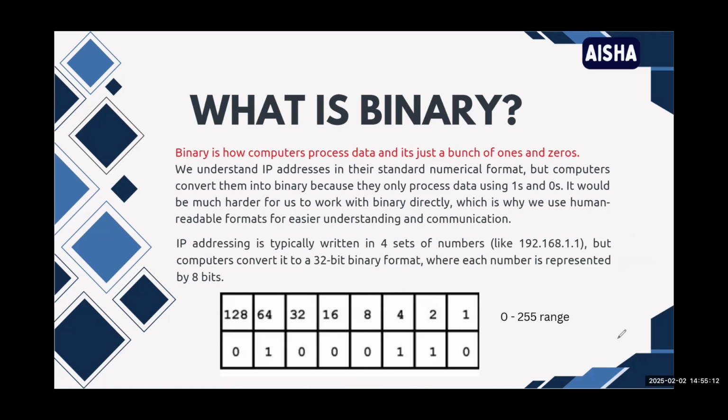Now, by the way, guys, an IP address is typically written in 4 sets, as I've told you before, and it's something like this. By the way, this is a Class C range, and the computers convert it to a 32-bit binary format. These are called octets, okay? There are 4 octets in an IP address, and each of these octets has 8 bits. And 8 times 4 is 32, so that's why there's a 32-bit format. And in those 8 bits, this is what's happening, okay?